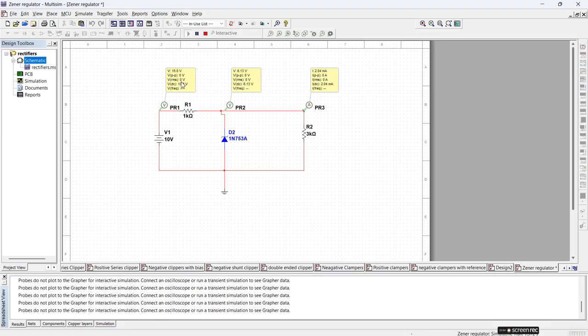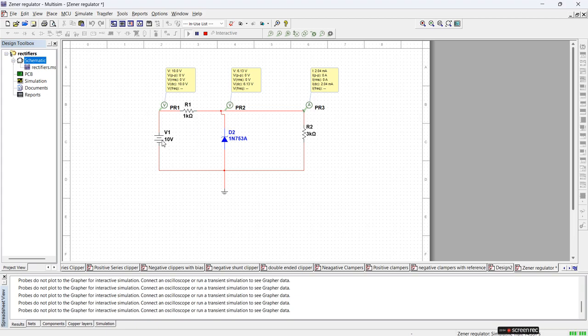Just observe this. The DC voltage is how much? 10 volt. And the maximum allowable voltage you observe is 6.13 volt. Our Zener cutoff voltage is how much? 6.2, okay, 6.26. So the current is this much at maximum.